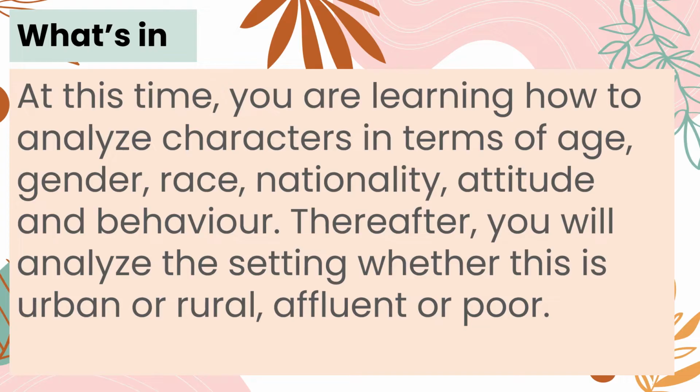And when we go to setting, urban or rural, urban is actually the location. It can be in the city, and rural, this is in the countryside or usually in the provinces. Affluent is rich, which is when it compares to poor. Alright, so let's move on to the next slide.